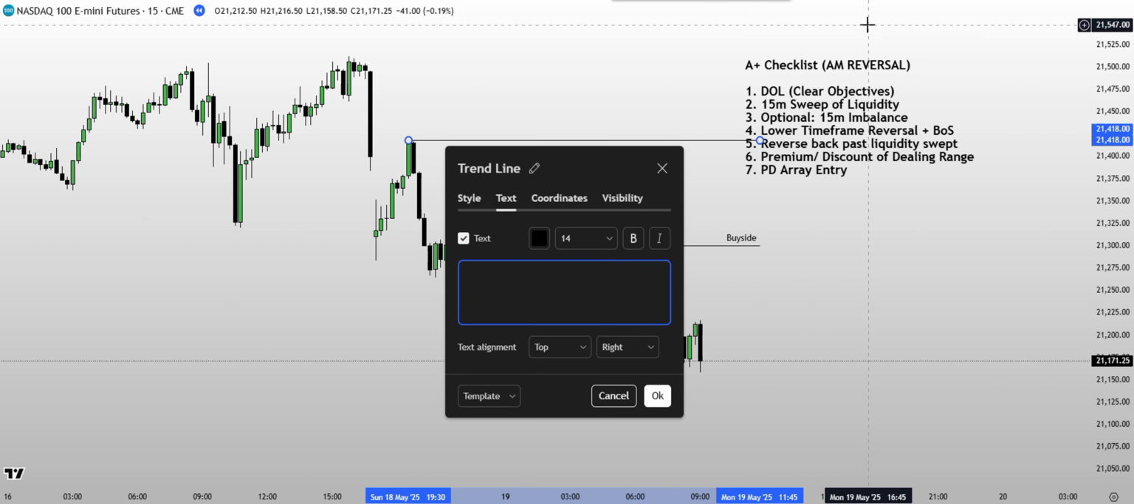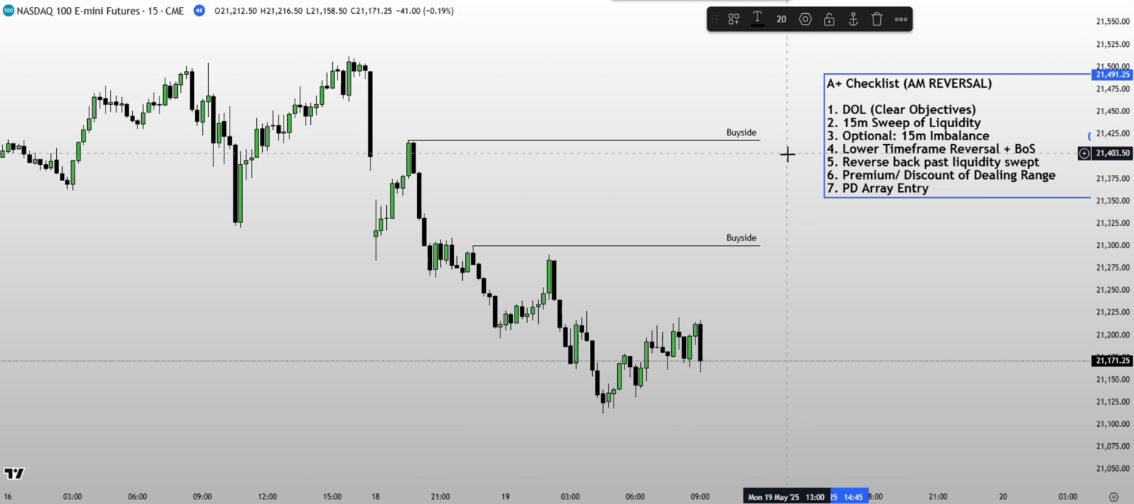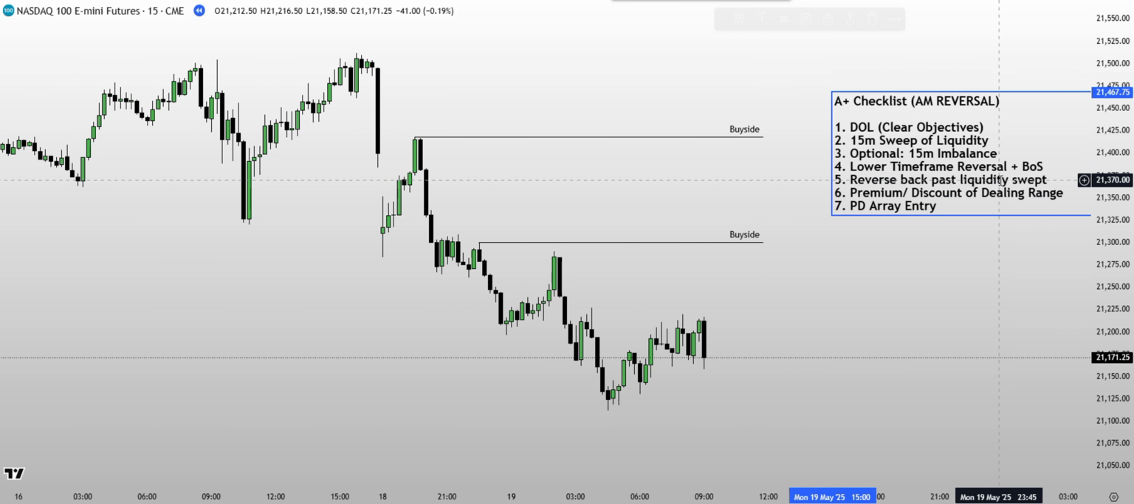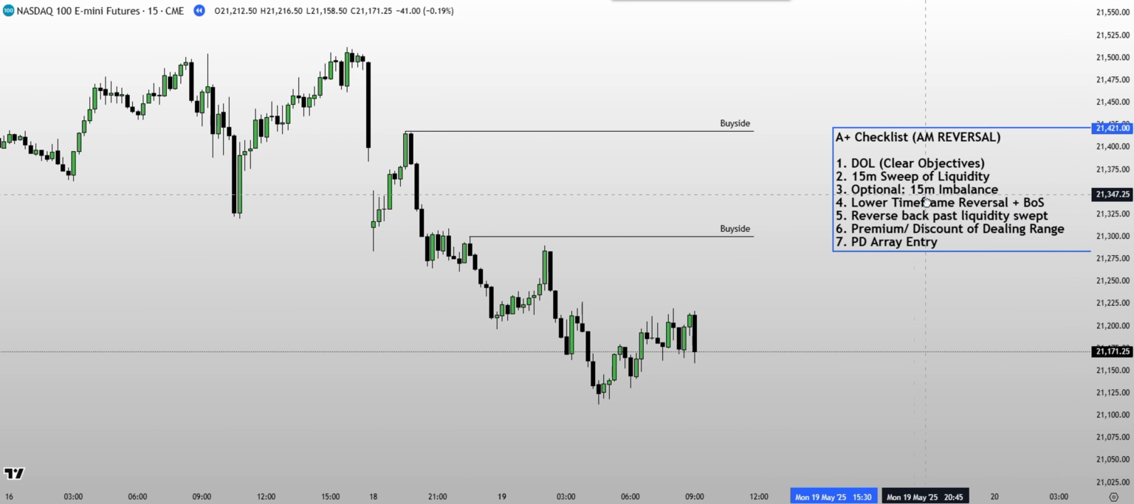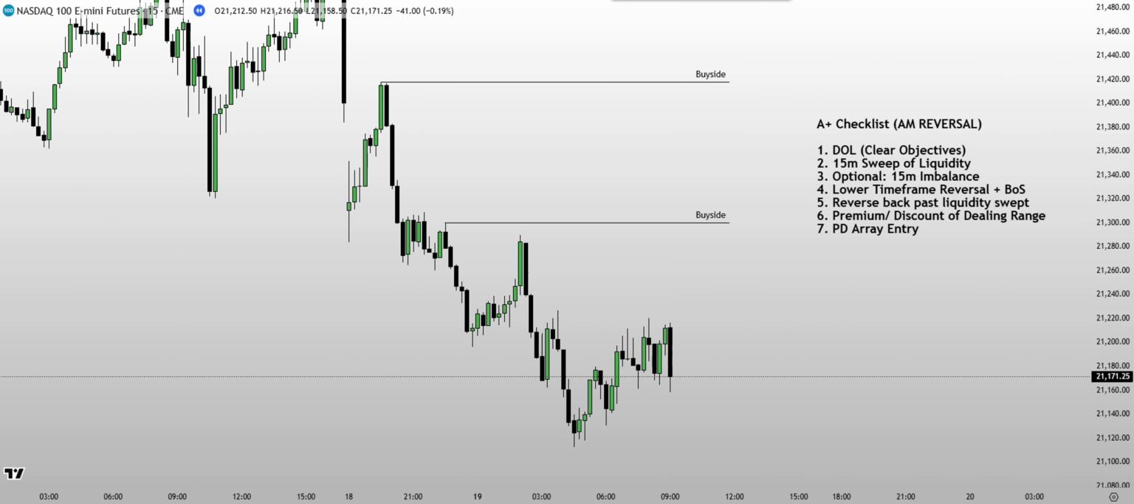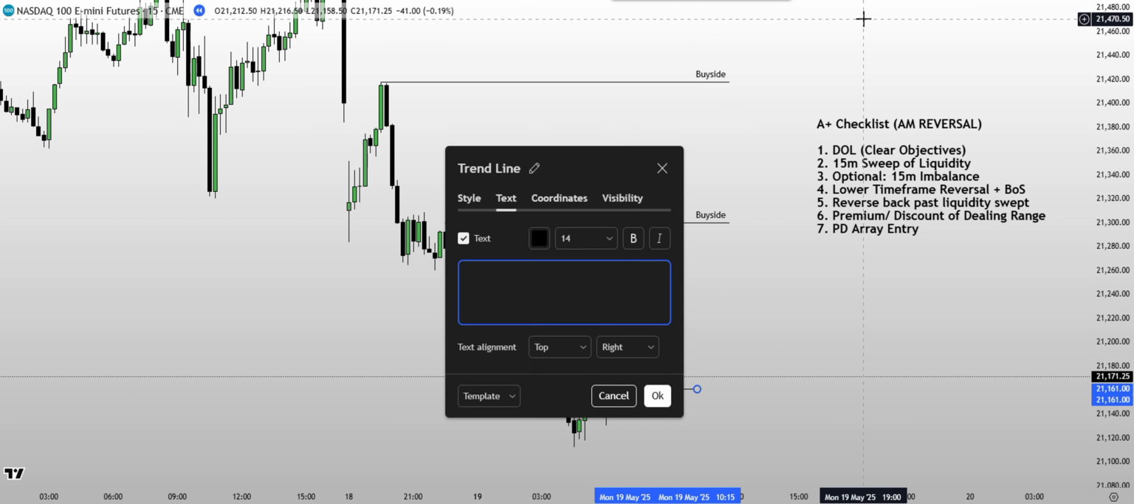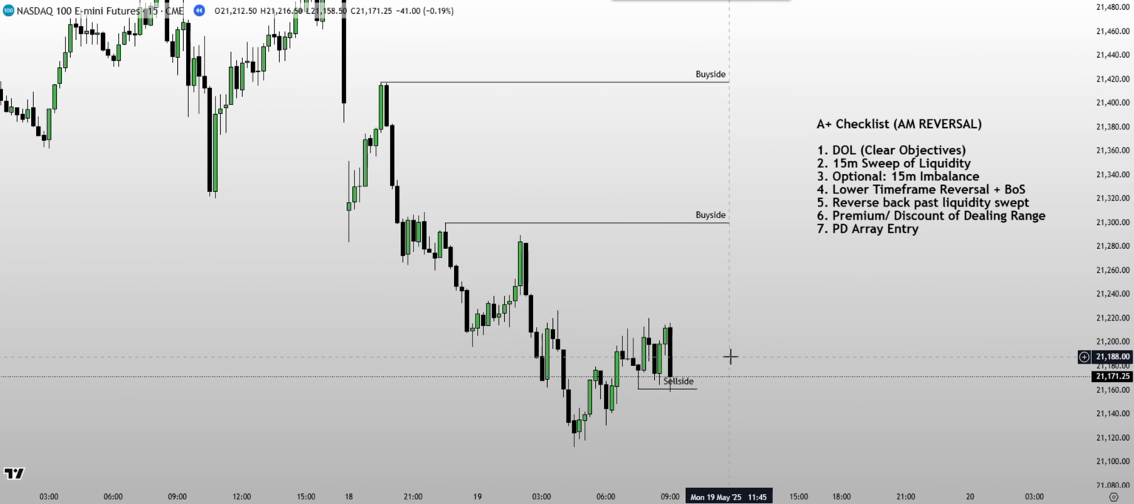We have that there. So there are targets at play, objectives for price to gravitate towards. Do we get a 15-minute sweep of liquidity? Now that's what I want to look for. We have this low here that formed and price came and swept this low. So yes, we have a sweep of sell side right here. We do. So step 2 is complete in that AM session.